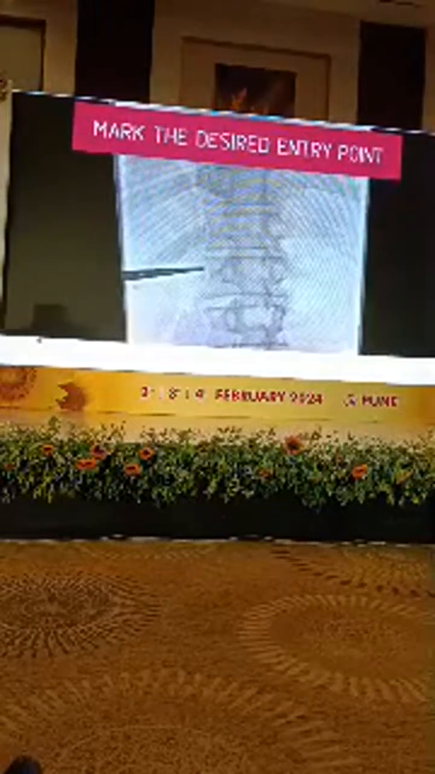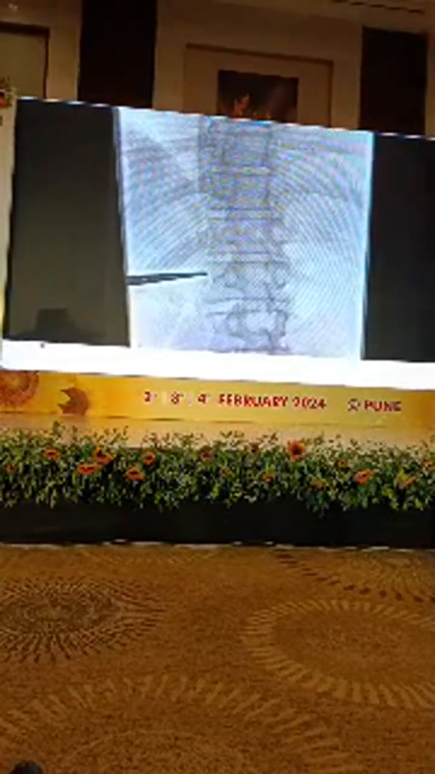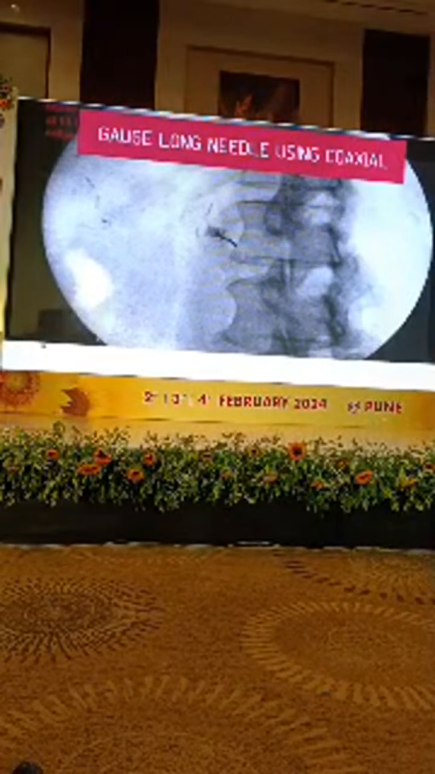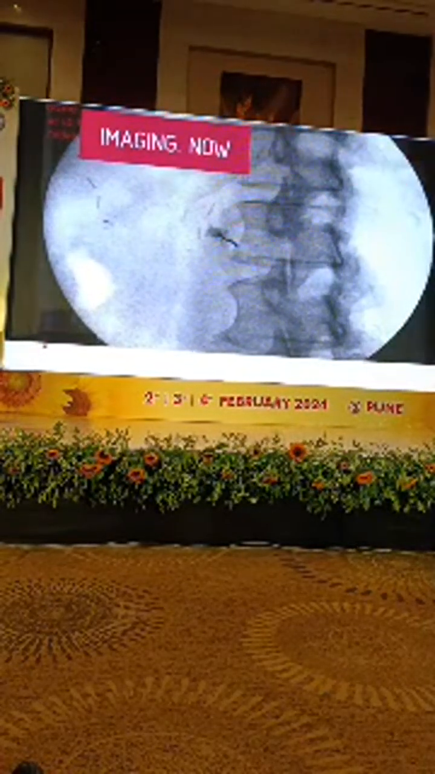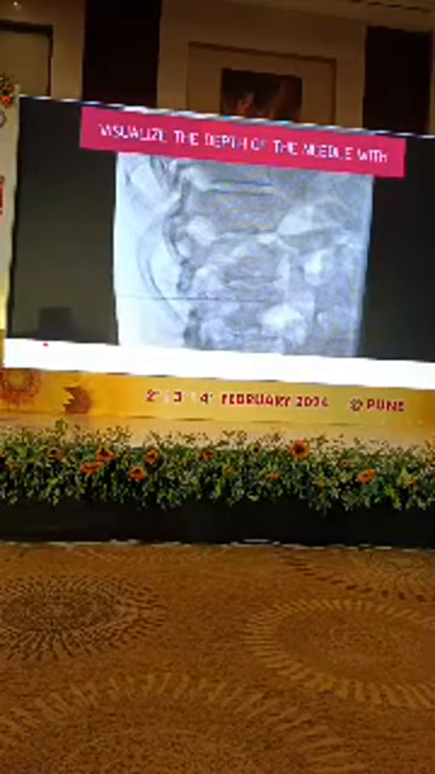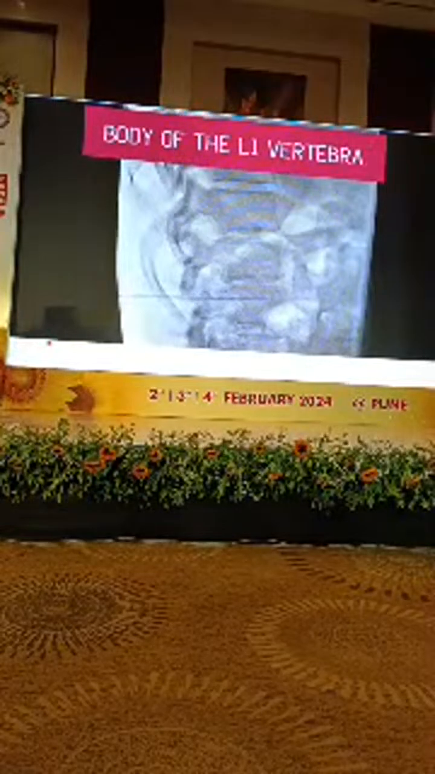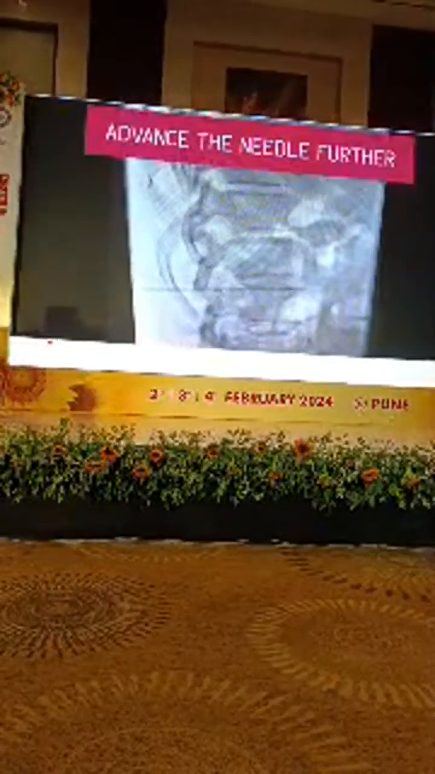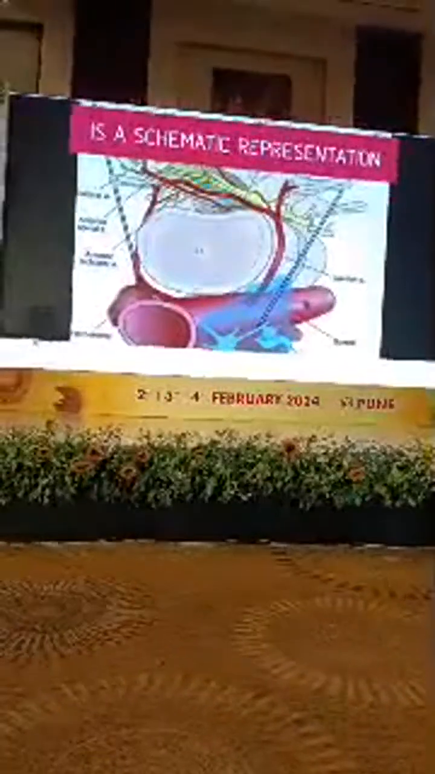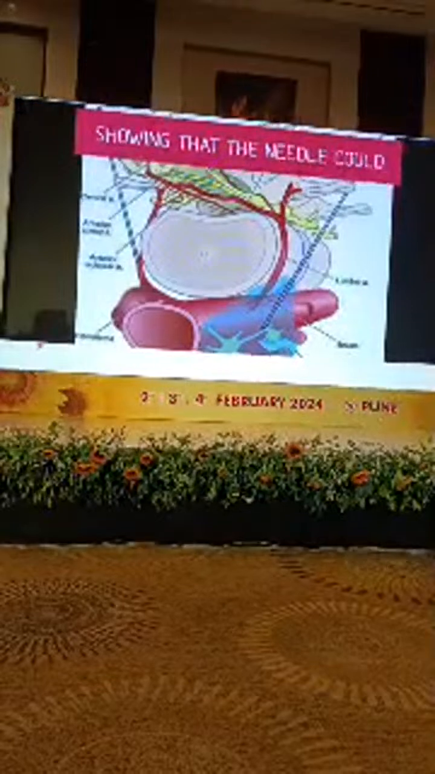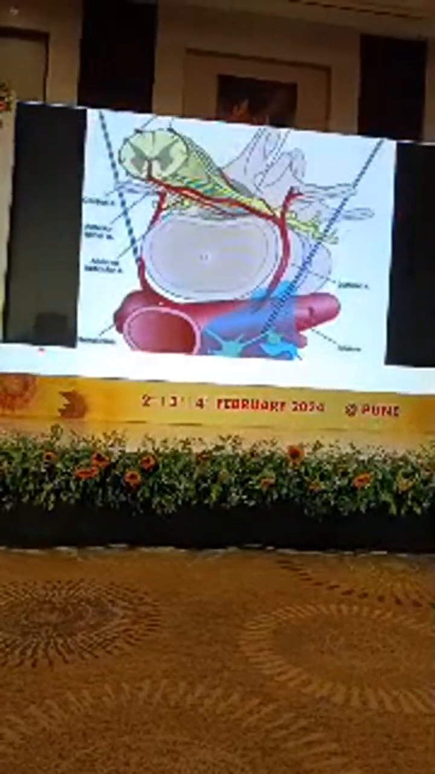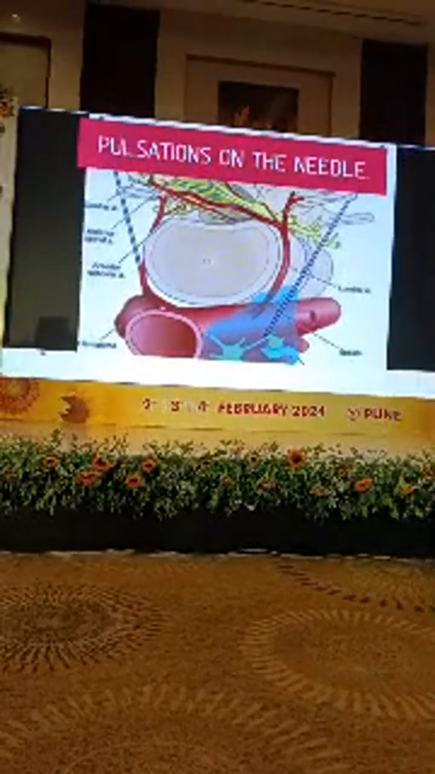This is the L1 vertebral level with our area of interest. Mark the desired entry point of the needle as shown in the picture. Insert the 22 gauge long needle using coaxial imaging. Now visualize the depth of the needle with lateral imaging until the needle touches the lateral border of the body of the L1 vertebra. Advance the needle further anteriorly. This is a schematic representation showing that the needle could be peri-aortic or transaortic. Appreciate the aortic pulsations on the needle.